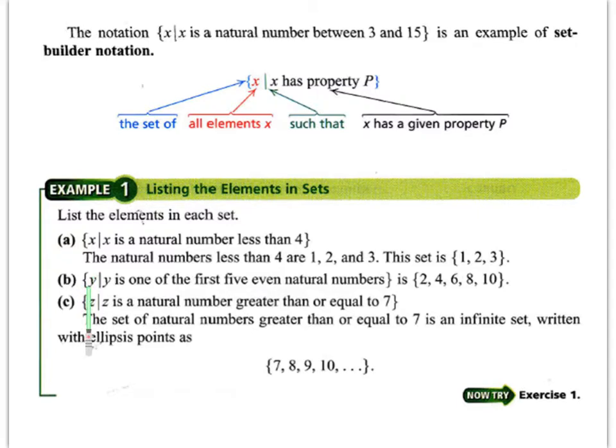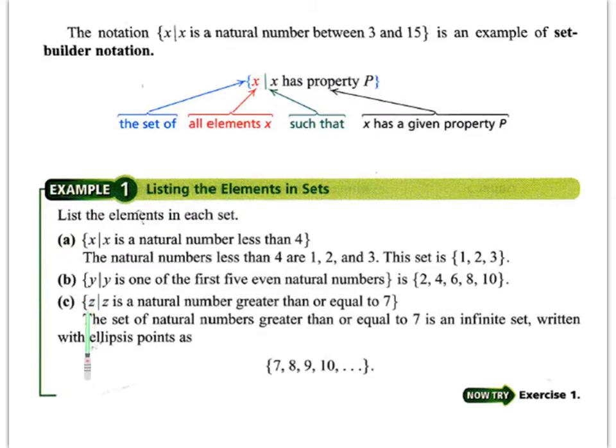Second example, the set of all values y such that y is one of the first 5 even natural numbers. So again, we got to know what even means. We got to know what natural numbers are. So 2 is the first even natural number. 2, 4, 6, 8, 10. That's 5 of them. And those are the elements in that set.